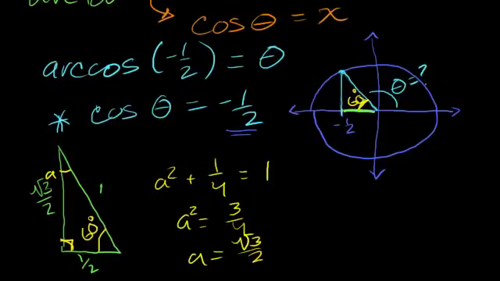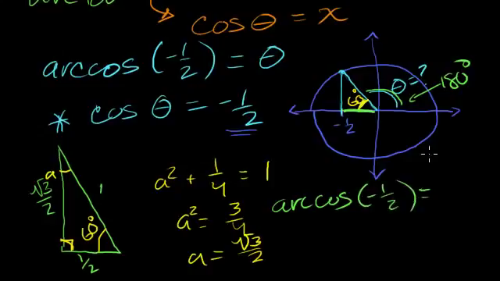So what's the bigger angle that we care about? What is 60 degrees supplementary to? It's supplementary to 180 degrees. So the arc cosine, or the inverse cosine, let me write that down. The arc cosine of minus 1/2 is equal to 120 degrees.